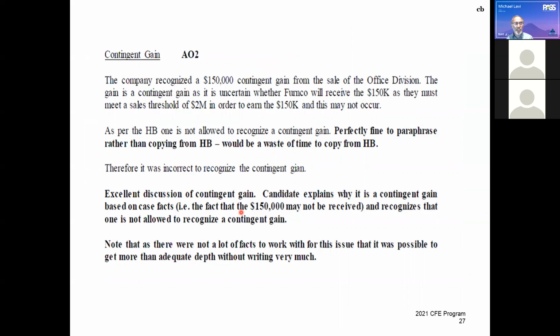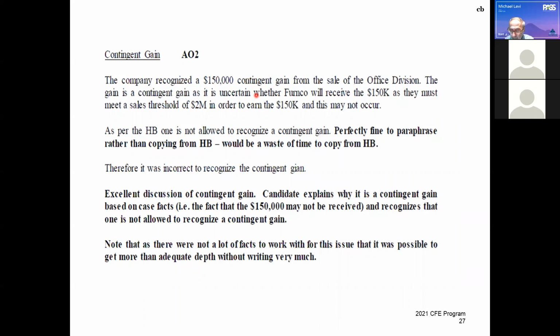Okay, let's look at the contingent gain. For the contingent gain, it says the company recognized a $150,000 contingent gain from the sale of the office division. The gain is a contingent gain as it is uncertain whether Fernco will receive the $150,000, as they must meet a sales threshold of $2 million in order to earn the $150,000, and this may not occur.